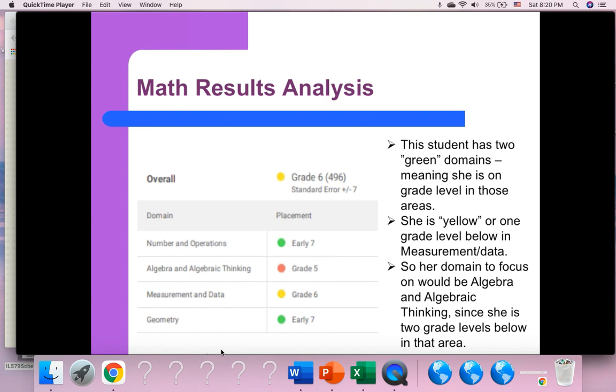Remember, the yellow dot represents being close, so close to grade level. Maybe a little bit of scaffolding would get that child up to grade level. And then you can tell that this child is really proficient at geometry and number and operations because they have a green dot, and that means they are on grade level.